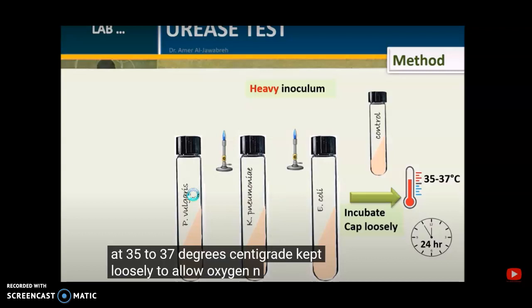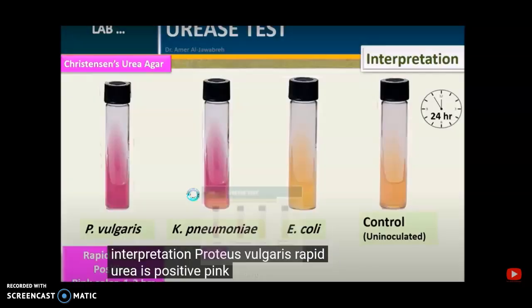Then you keep it in the incubator for 24 hours. Now this is Proteus vulgaris, this is Klebsiella pneumoniae, this is E. coli, and control. The first one suggests a quick, totally positive test, and this is a delayed positive test, because half of the agar has a pink or magenta color; the whole agar has not converted to magenta. In E. coli, you see a totally yellow color.